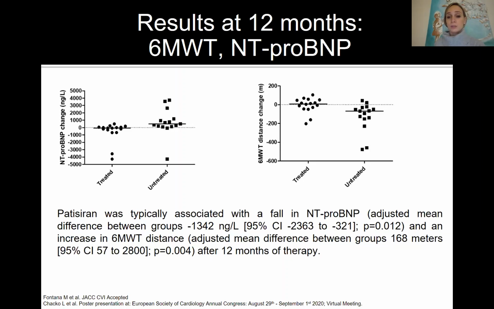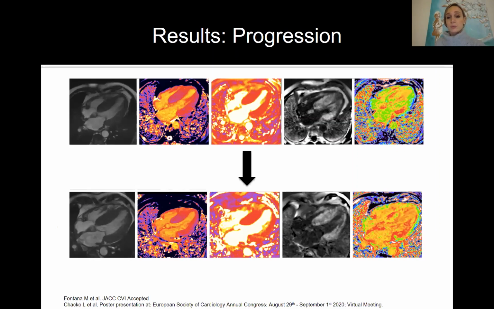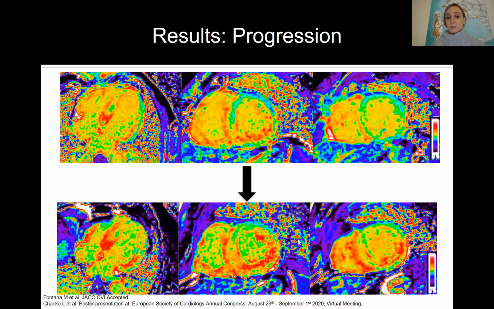That is a very known effect on patients treated with patisiran. But what about the CMR? Could we see any change with CMR? This is a typical example of what happens in patients with TTR amyloidosis. That is, after 1 year, you always see relentless progression. These are the extracellular volume maps, and you can see that at the top is baseline. You see a bit of red and a bit of green. 1 year after, the red is much more than the green, so there is progression.